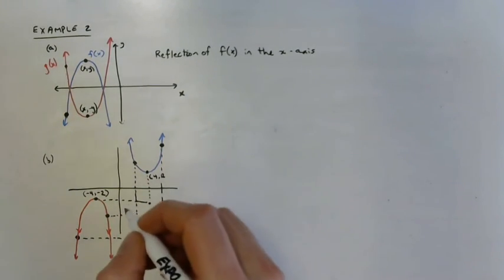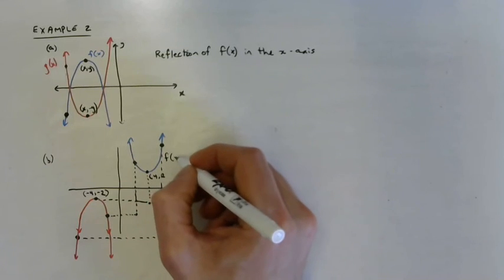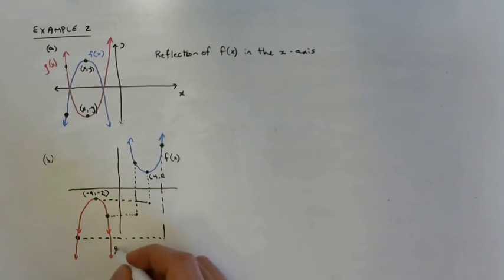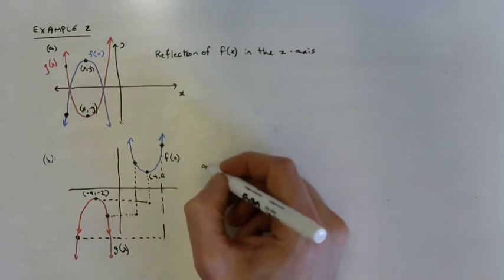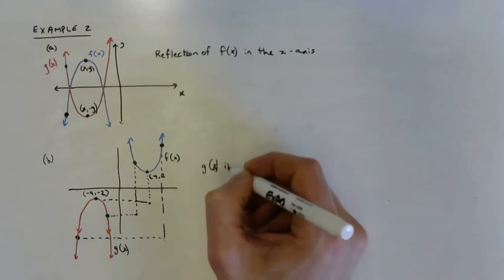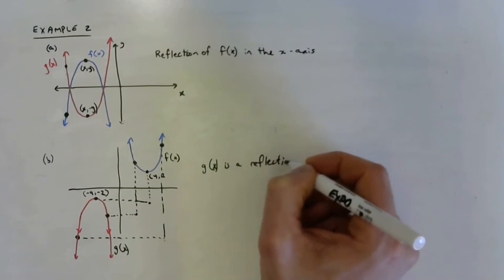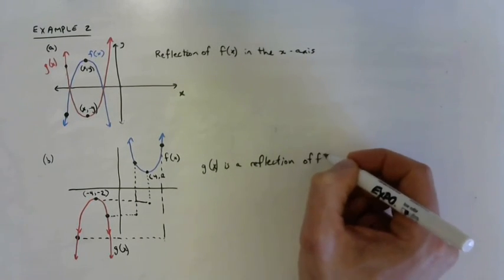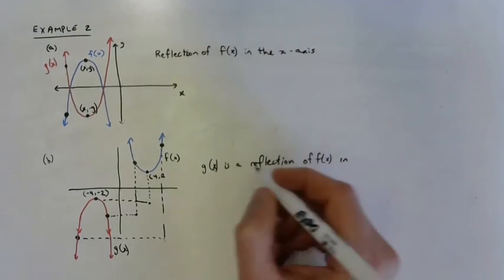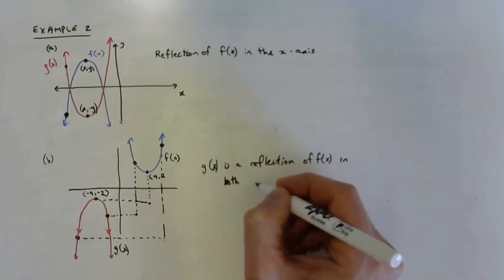So, which axis did we reflect over? Both. Good. So we're going to name this f of x, that's our original. We're going to name our transformed function g of x, and we say g of x is a reflection of f of x in both axes.